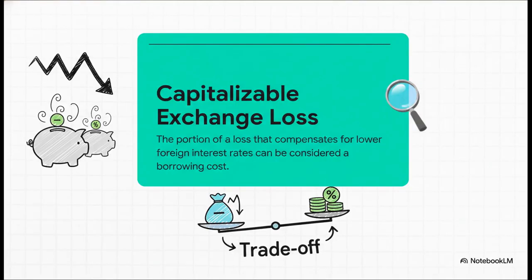Okay, let me put it in simple terms. It means you can't just capitalize the entire loss you might get from a currency fluctuation. You can only capitalize the portion of that loss that is basically compensating for the fact you got a lower interest rate by borrowing overseas. It's seen as a trade-off, an adjustment to your interest cost.